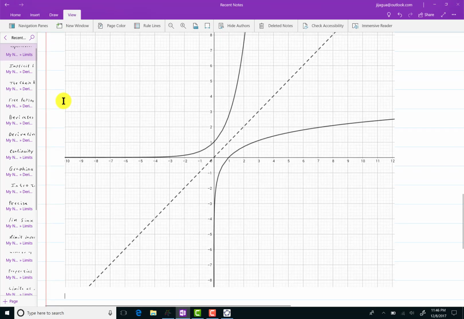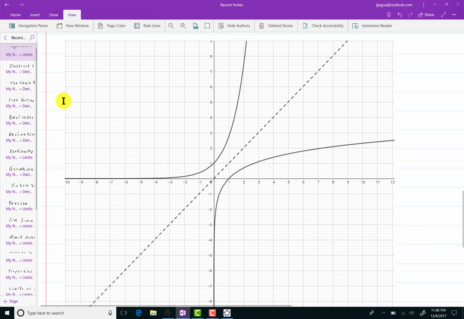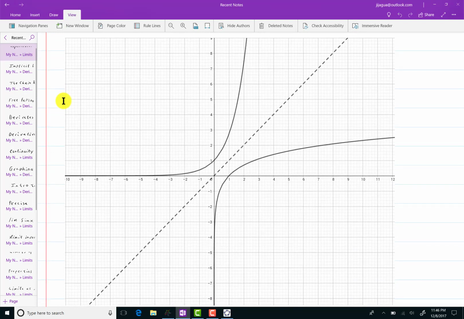Here I've graphed e to the x and ln of x on the same axes, and the line y equals x. That's the one that's dashed in the middle, that goes through the middle of this graph. So f of x is e to the x, the inverse function is ln of x, and they are what you'd call reflections about the line y equals x.